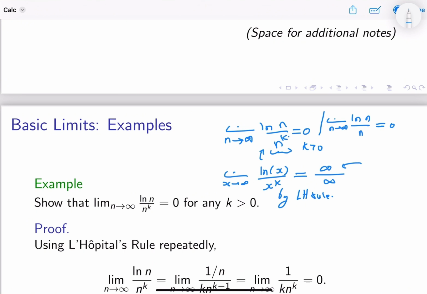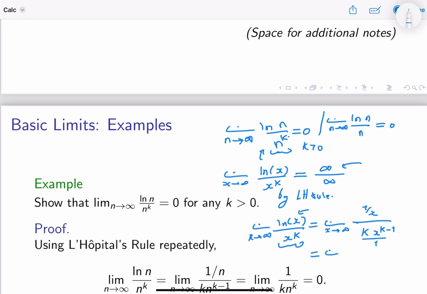you have that the limit of log of x over x to the k as x goes to infinity is the same as the limit of the derivative over the derivative. What's the derivative of log? 1 over x. What's the derivative of x to the k? It's k x to the k minus 1. And what is that? You rewrite things.